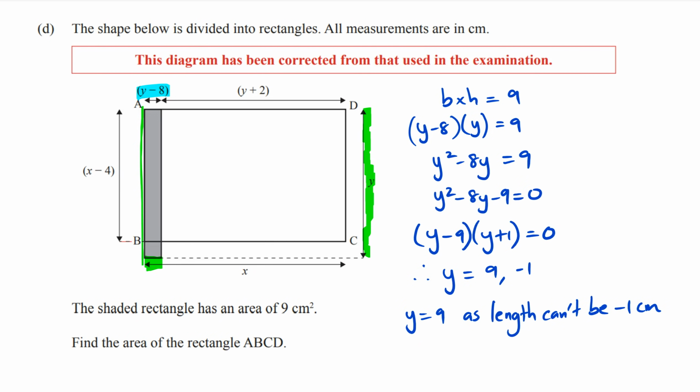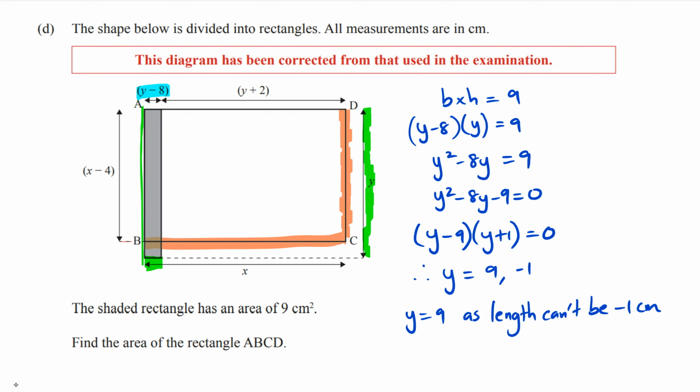Okay, so we've actually figured out that first part. The next part, what we need to do is to try and figure out what x is equal to. Now the reason why we need to figure out what x is equal to, because we want to try and figure out what the area of rectangle ABCD is. And the rectangle ABCD, the base is actually here, and the height is there.